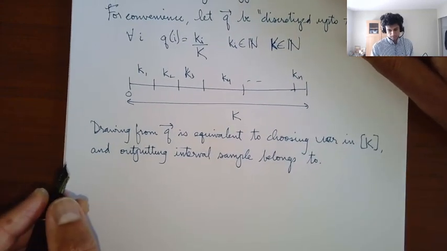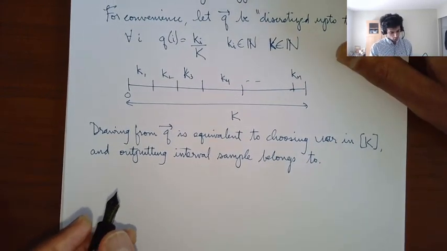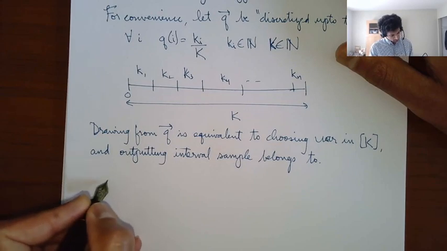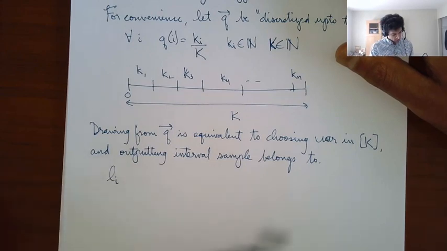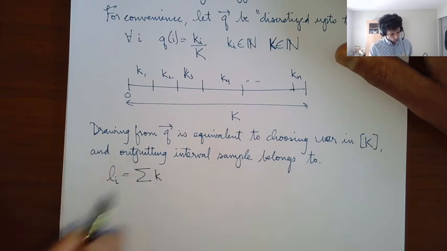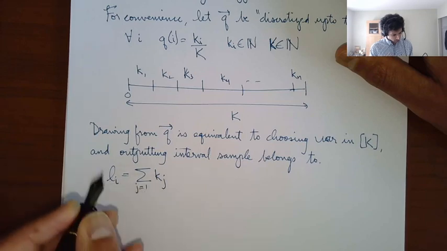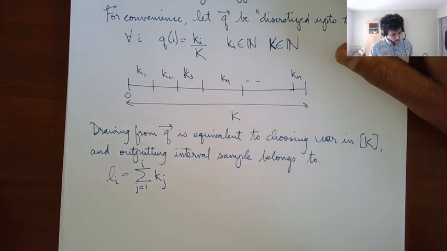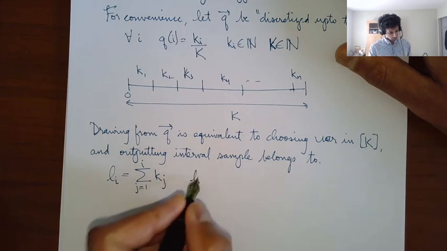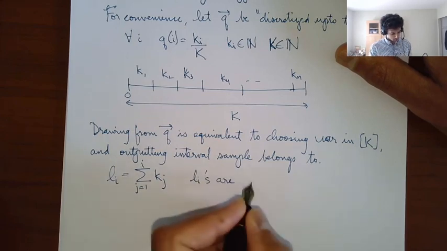Okay, so let me just do this more formally now. I'm going to use L of I to denote the partial sum, which is summation of K of J going from 1 to I. Right? So the L_I's are the partial sums.